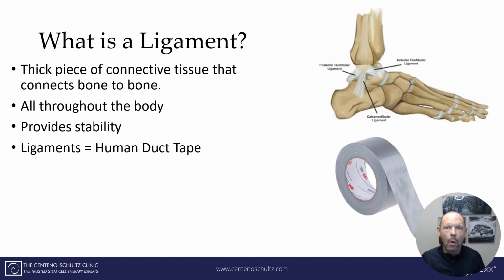Now, let's talk about what's a ligament. Basically, it's a piece of thick connective tissue that connects one bone with another. They're all throughout the body, and I've illustrated one here, and this is the ankle. There are many ligaments in the ankle, and you can see it just connects from one site to the next. It connects bone to bone, and it provides profound stability of that joint. So if you just think about ligaments as human duct tape that provide critical support, you'll be good to go.